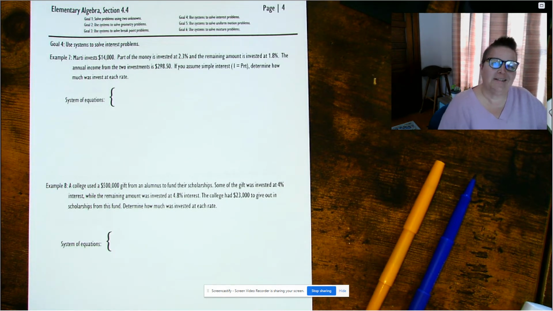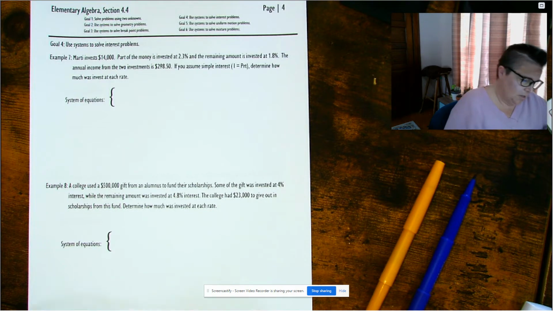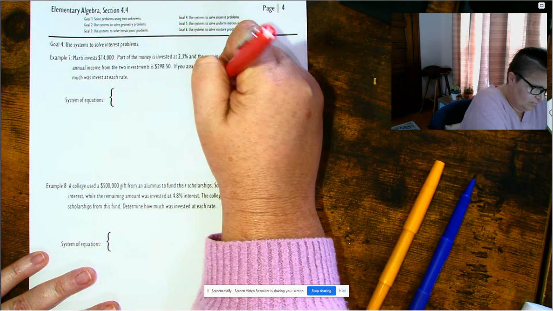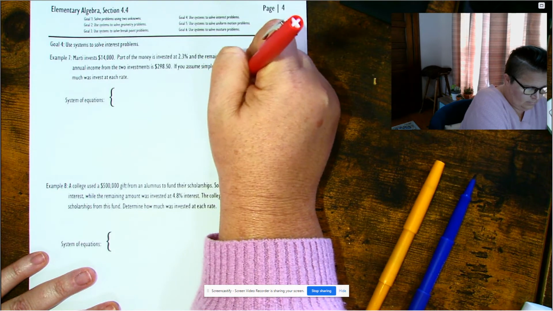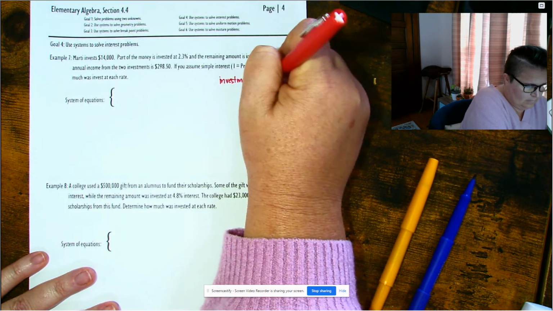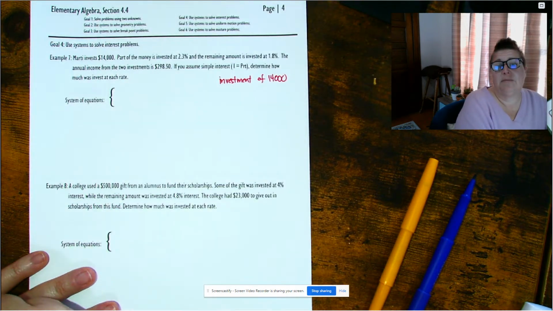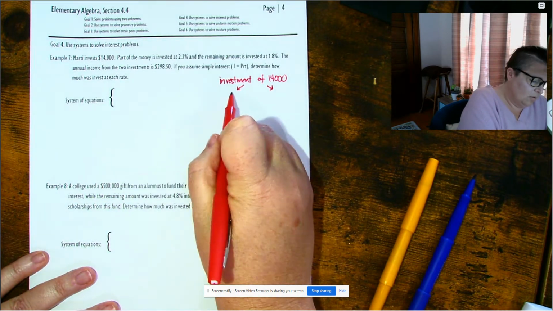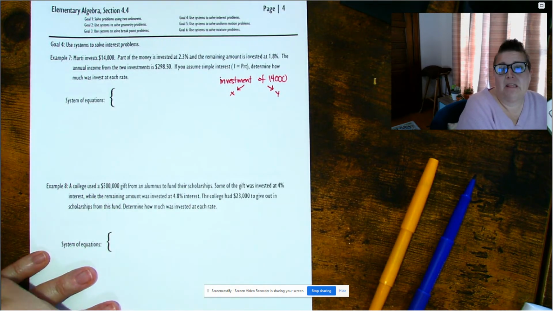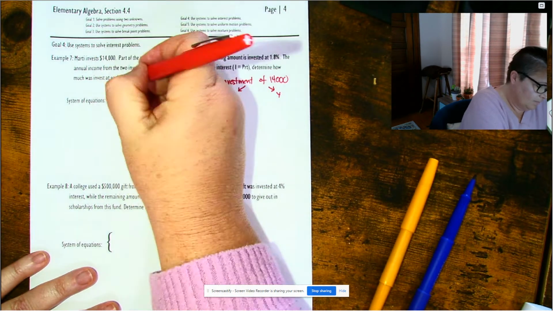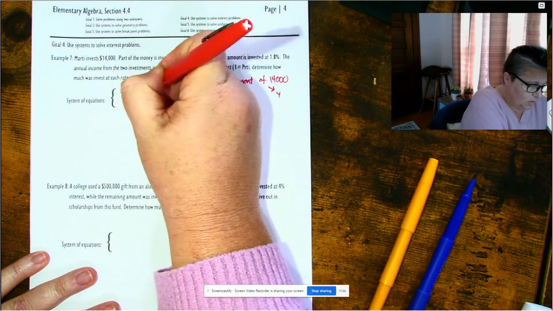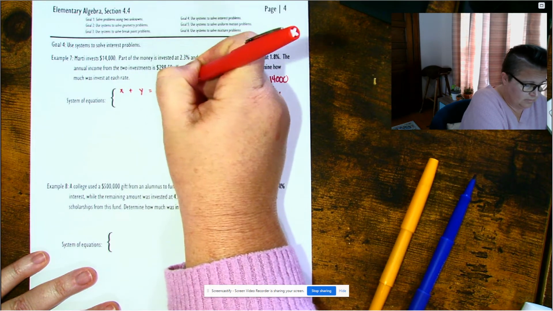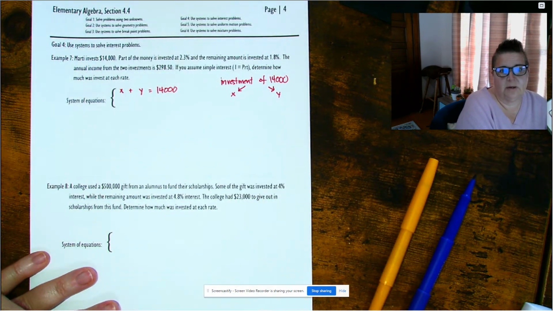The first part is that you have two amounts that together have to equal $14,000. You have the investment. That investment of $14,000 is broken into two pieces. One at X and one at Y. This gives us our first equation. That X plus Y has to equal $14,000. In this case, $14,000, right?